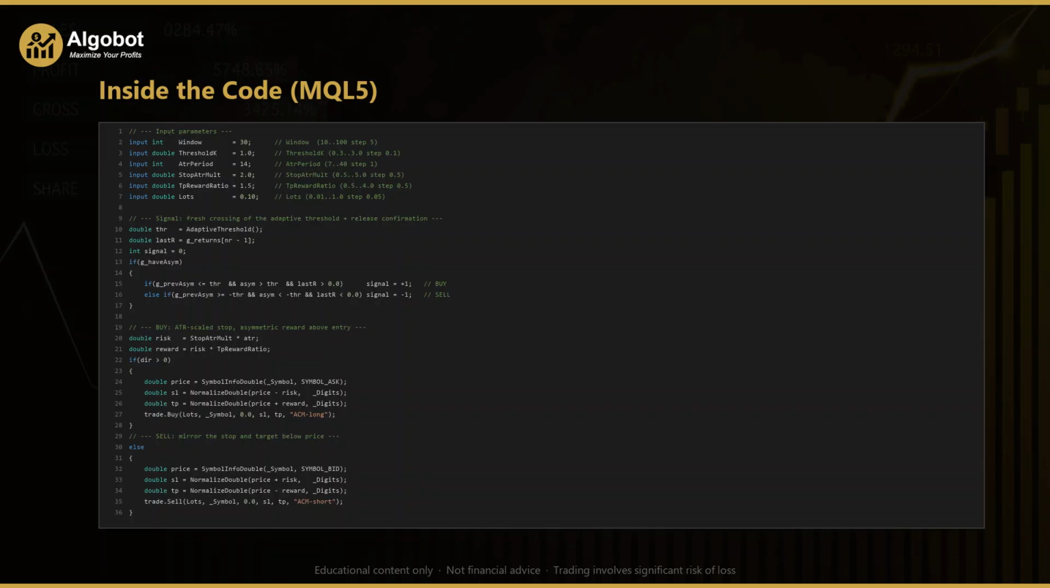Below that is the signal block. First, the code reads the adaptive threshold into the variable THR, and it reads the most recent return into lastR. Then it checks two conditions.